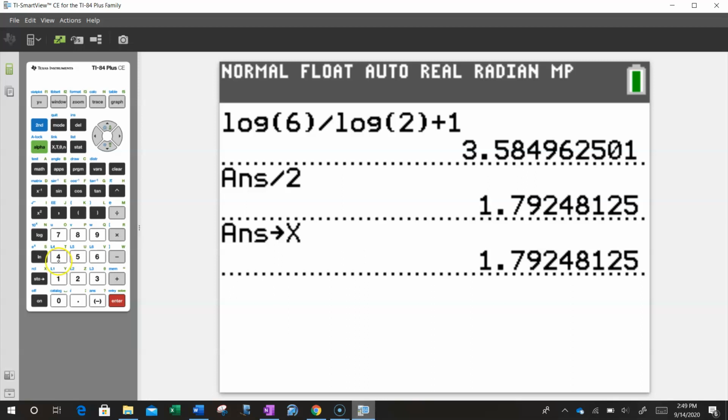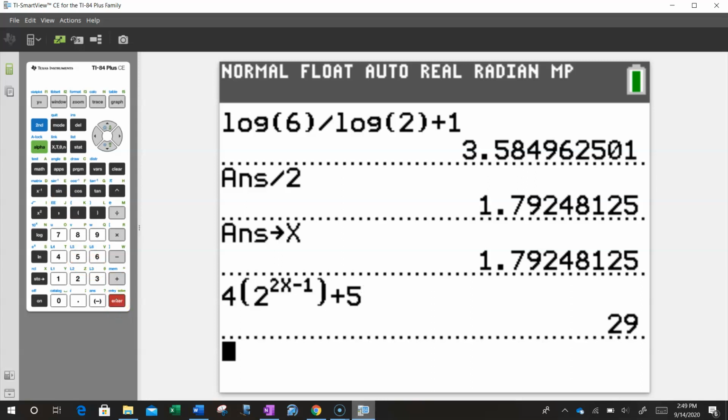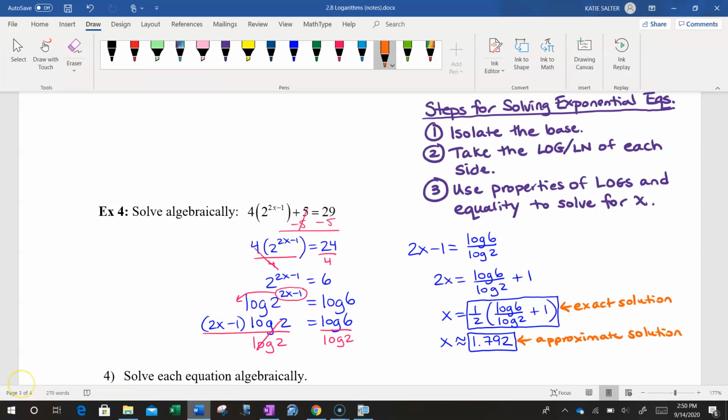So I'm just going to retype in the left side of our equation, so that's 4 times 2 raised to the 2x minus 1 plus 5. And if we did this correctly, it should equal 29. And it does, so we know we're good and we can move on. So the first answer that we have is our exact solution, and the one we get out of our calculator is the approximate solution. And by the way, the problems that we are skipping through this lesson are the practice problems that we'll be working on together in class tomorrow.